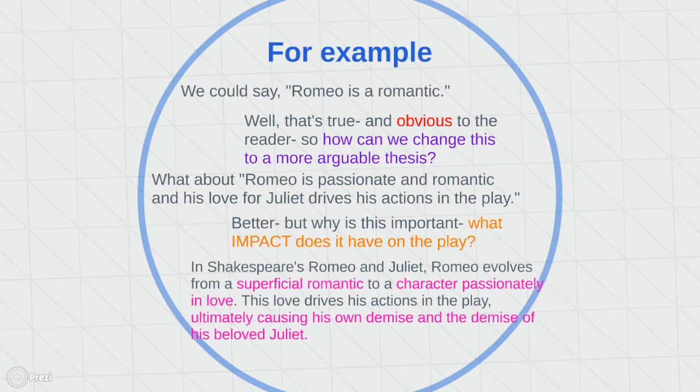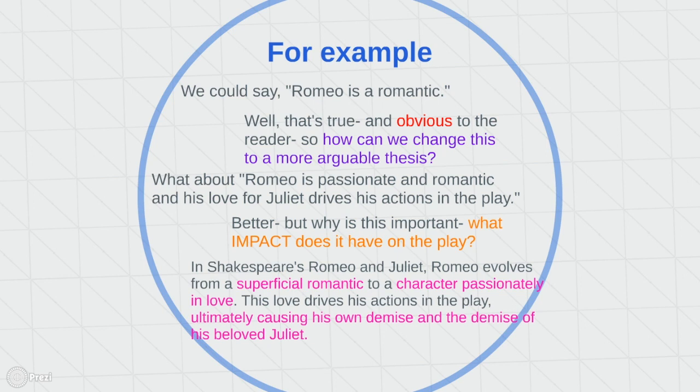We could say Romeo is passionate and romantic, and his love for Juliet drives his actions in the play. Okay, this is better. But why is this important? Why does it matter that his emotions drive his actions? What impacts does it have on the story? Let's look at this last one. In Shakespeare's Romeo and Juliet, Romeo evolves from a superficial romantic to a character passionately in love. This love drives his actions in the play, ultimately causing his own demise and the demise of his beloved Juliet.